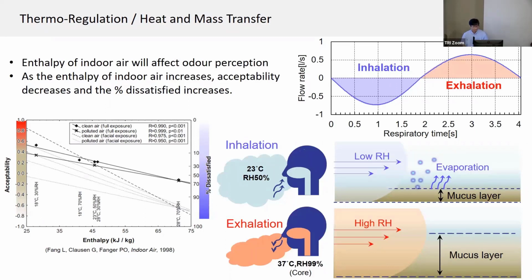This graph shows the relationship between indoor air enthalpy and acceptability, or percentage of dissatisfied, reported by human panels. This was reported in 1998 by Professor Fanger's group. This is very old, but still a very important result, I believe. The enthalpy of indoor air affects odor perception. As the enthalpy of indoor air increases, acceptability decreases and the percentage of dissatisfied increases. Therefore, in order to discuss odor perception, we must consider not only chemical transport but also heat and moisture transport inside the respiratory system.